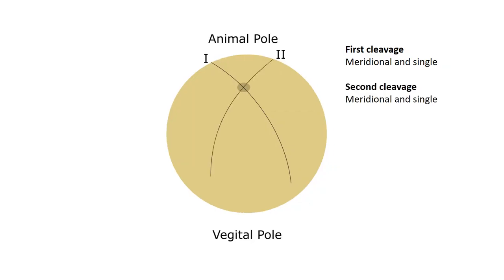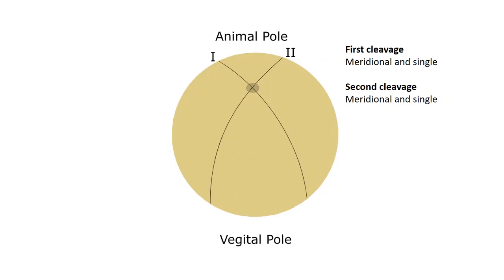Second cleavage plane is also meridional, that is vertical and single. It is also almost perpendicular to the first cleavage line. The another thing is, before first cleavage completes its encircling around the egg, second cleavage starts. Soon after first cleavage has completed its circle, second cleavage also completes its round.